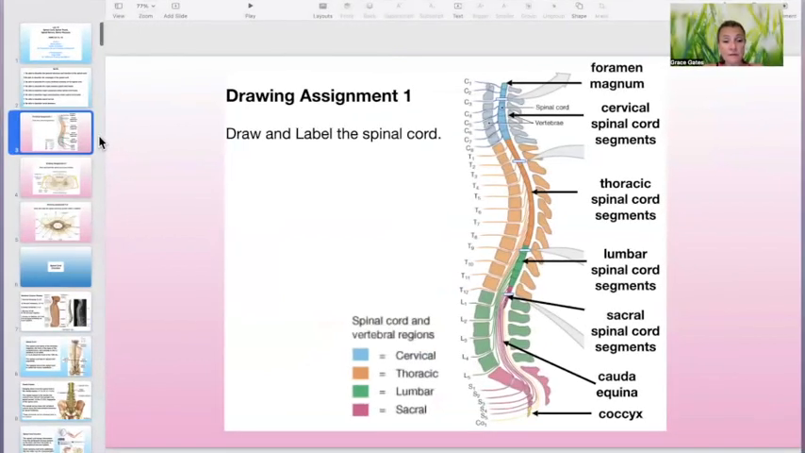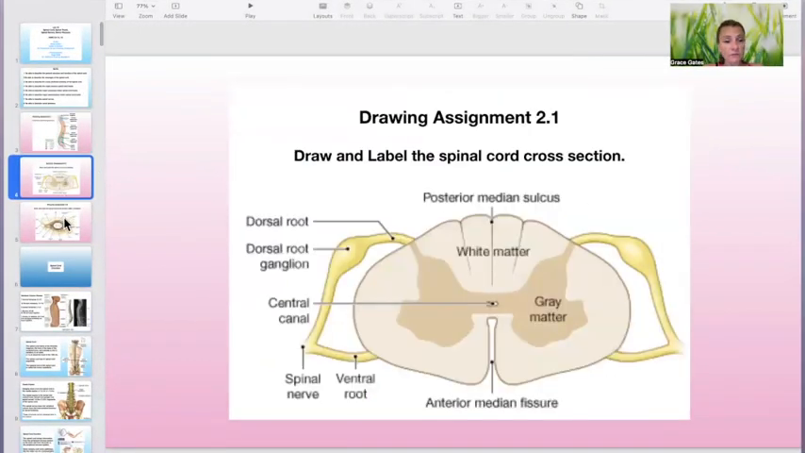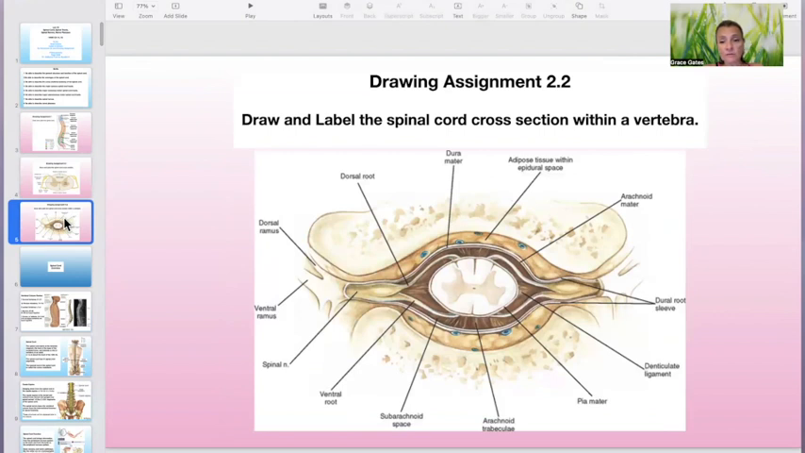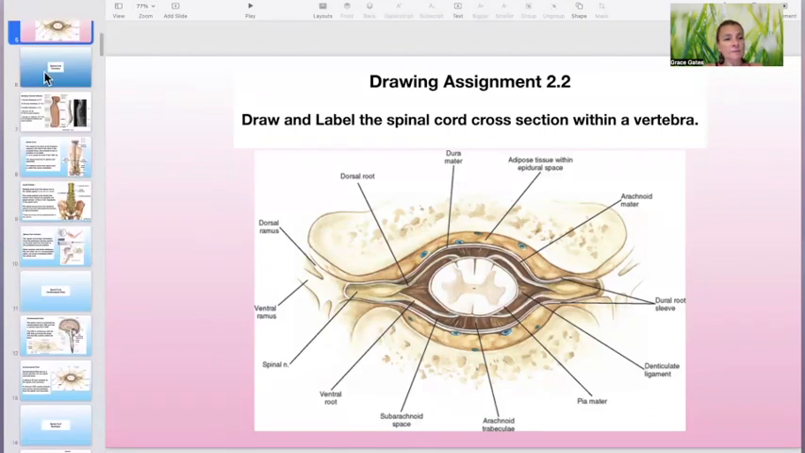Here are the drawing assignments. Draw and label the spinal cord. Draw and label the spinal cord cross-section. And draw and label the spinal cord cross-section within a vertebra. That's just some simple basic stuff that it's good to draw.